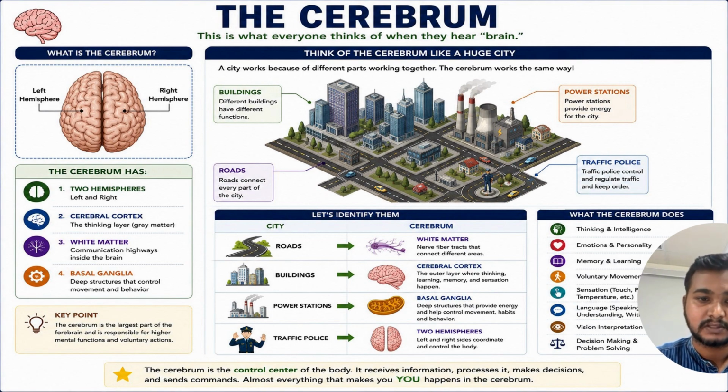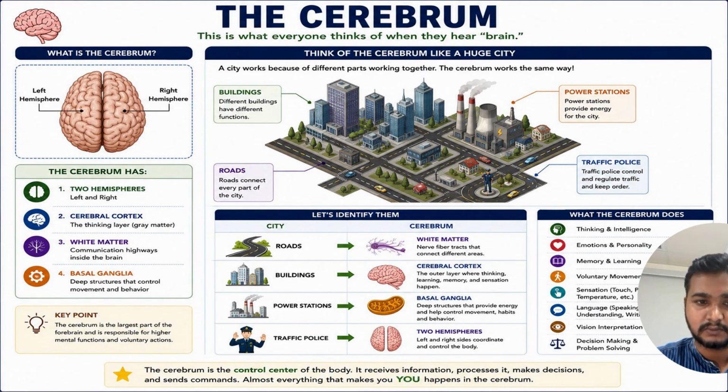Traffic police, 2 cerebral hemispheres. Finally, imagine traffic police directing vehicles and keeping the city organized. The cerebrum has 2 hemispheres, the right and the left. They constantly communicate through nerve fibers, allowing both sides of the brain to work as one coordinated system. Although each hemisphere has specialized functions, they cooperate continuously to produce smooth thought, movement, and behavior.